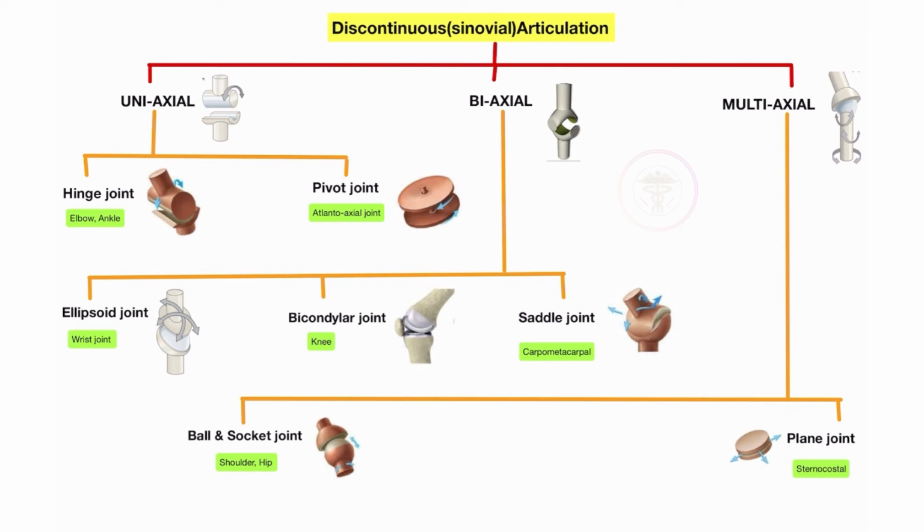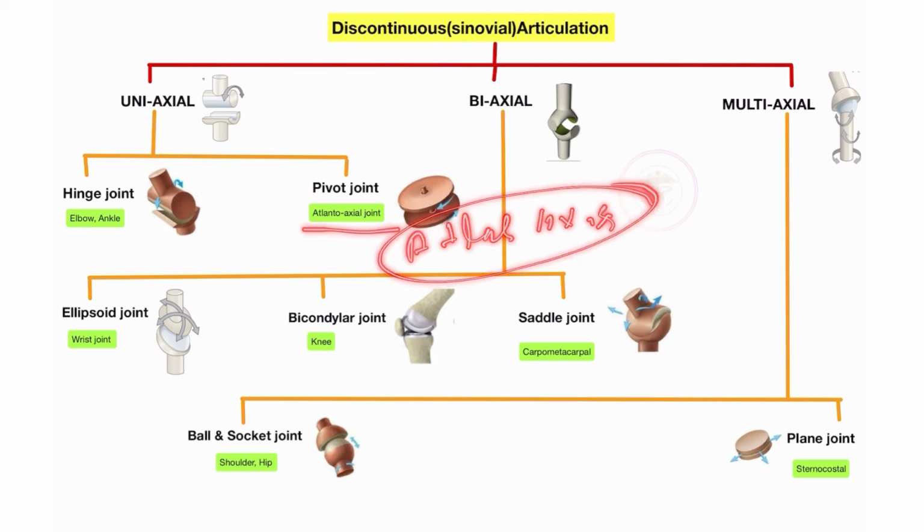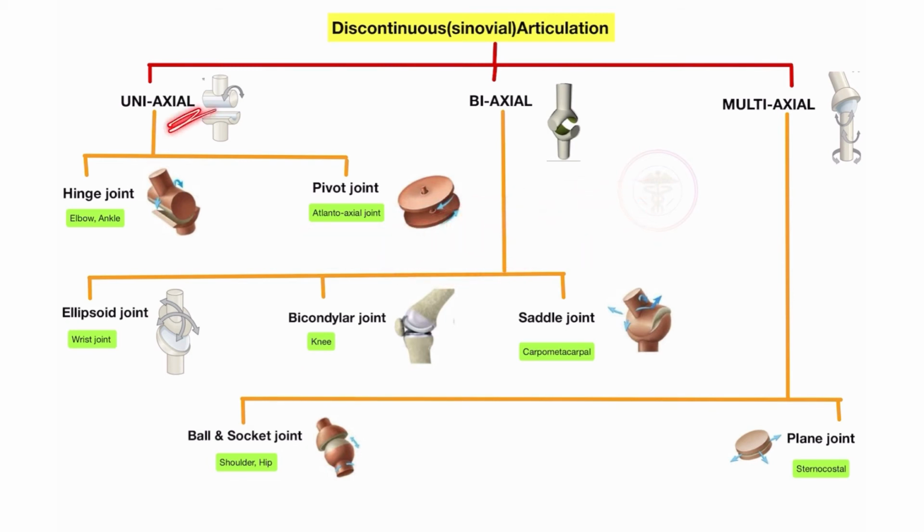So three types. First is the uniaxial joint. It may be a hinge type of joint or a pivot type of joint. Hinge type of joint you will see in the elbow joint and the ankle joint. These are examples of hinge type of joint. Second is the pivot joint. It is present between the atlas and axis, so it's also called the atlantoaxial joint. So uniaxial joint has two types: hinge joint and pivot joint.